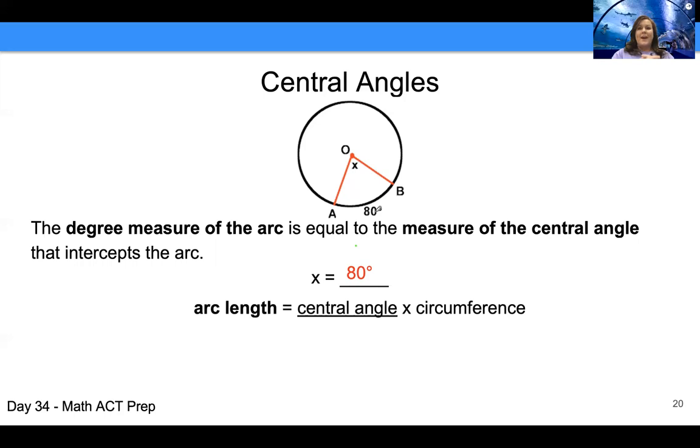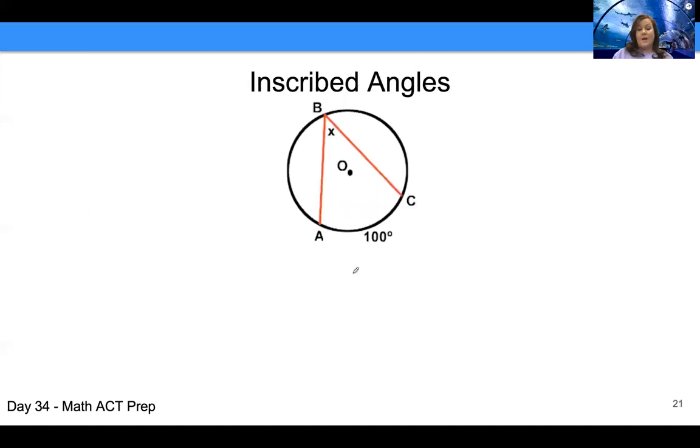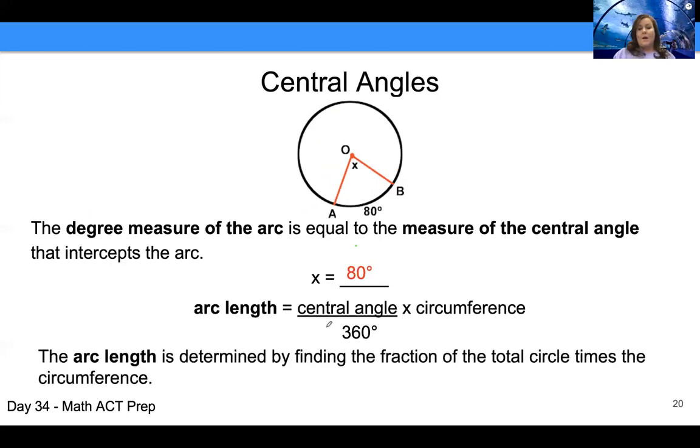Now, if we want to find the actual measurement, not just in degrees, but how many feet, how many inches, you're going to take the central angle divided by 360 because we need to get what portion of the circumference this 80 degrees is. And once you do that, then you're going to multiply it by the circumference. 80 divided by 360, I think you get 1 over 4.5. And so you're basically doing 1/4.5 of the circumference.